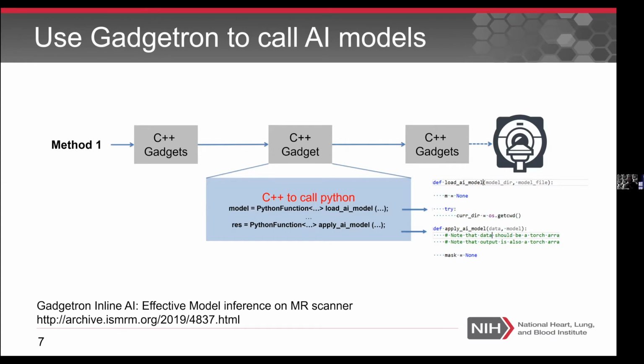So one way is the Python Gadget, which Christopher Oliver has shown before. You can write everything you do as a Python Gadget, then receive the image, load the model, and apply it.